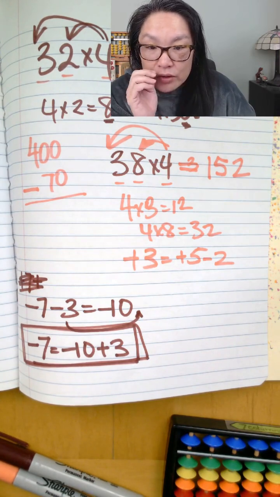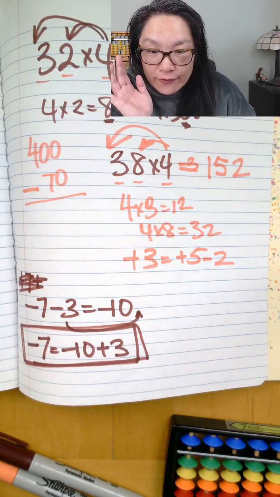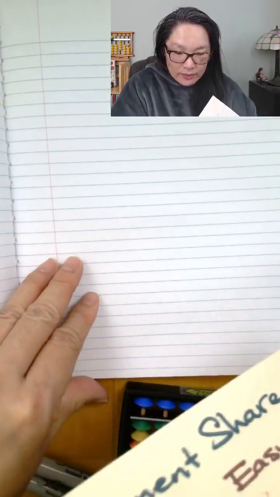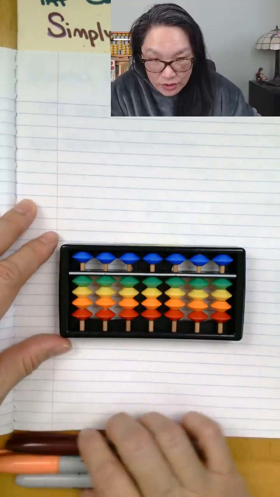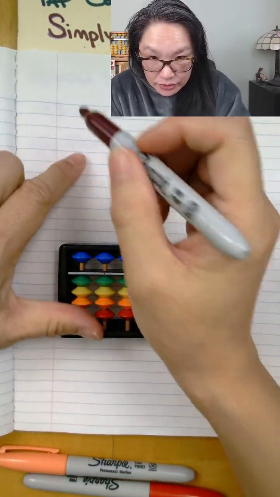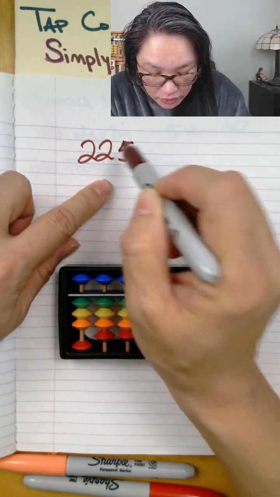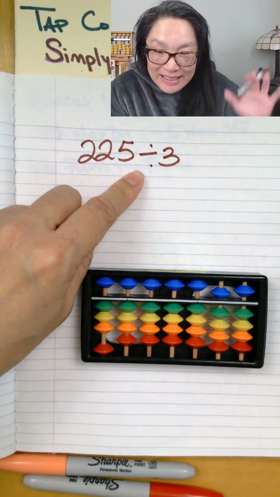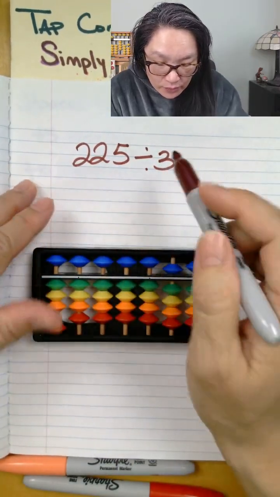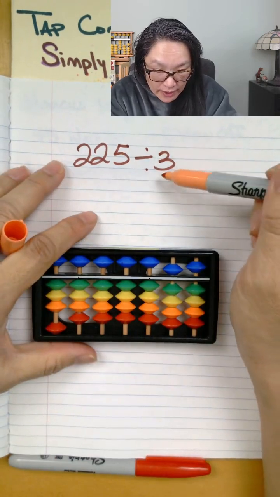Okay, so what we're going to do. Again, on the division, we have to find our starting point. Now again, I'm not going to do 21 divided by 3 because we need to know our multiplication facts. But what we can do is this: 225 divided by 3. We can do this, right? Because now it makes sense. So the first thing we're going to do is find our starting point.